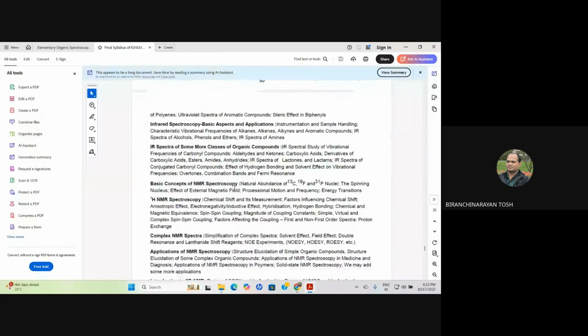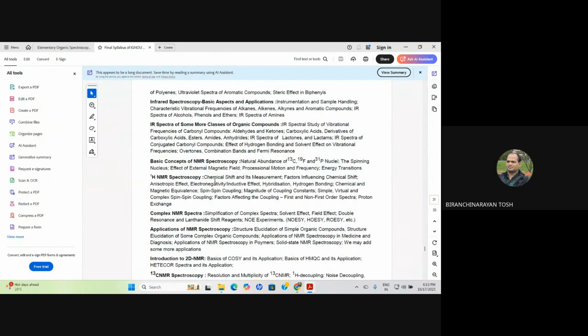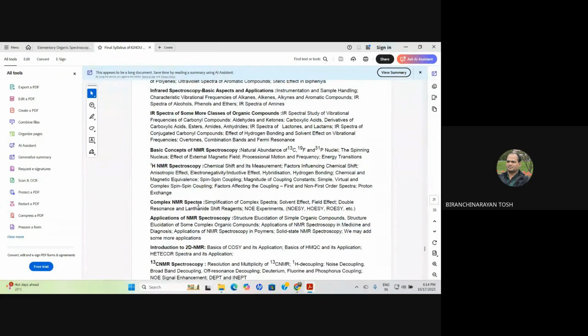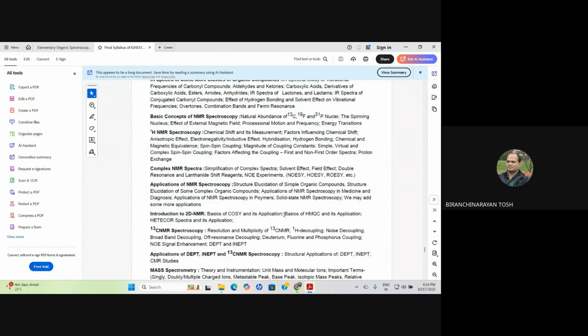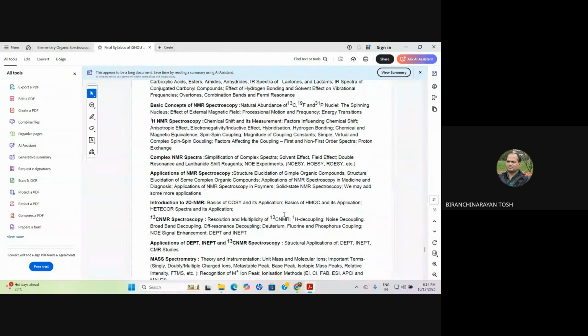Okay, so the basic concept of NMR spectroscopy according to its syllabus. By proton NMR spectroscopy, chemical shift and its measurement, factors influencing chemical shift, all these things we'll discuss. Then if time permits, we'll move to complex NMR spectra like NOESY, COSY, or ROESY. Then applications, C13. Okay, let's hope we can cover all these things.